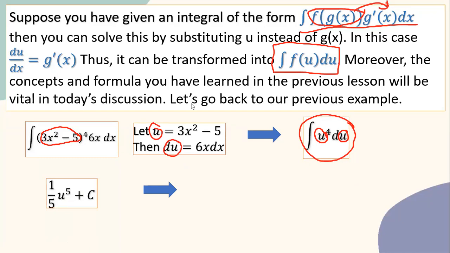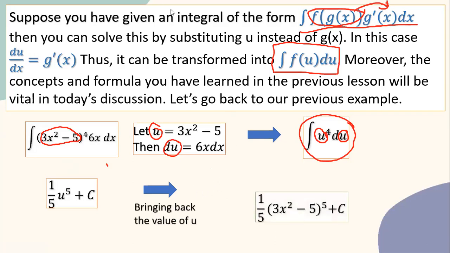But for our final answer, since nilet natin sa u yung 3x squared minus 5, ibabalik lang din natin. Bringing back the value of u, 1/5 times (3x squared minus 5), yun lang din yung u na nilet natin, di ba, and then raised to the fifth plus c. And that will be our final answer. That is anti-differentiation or integral by substitution.